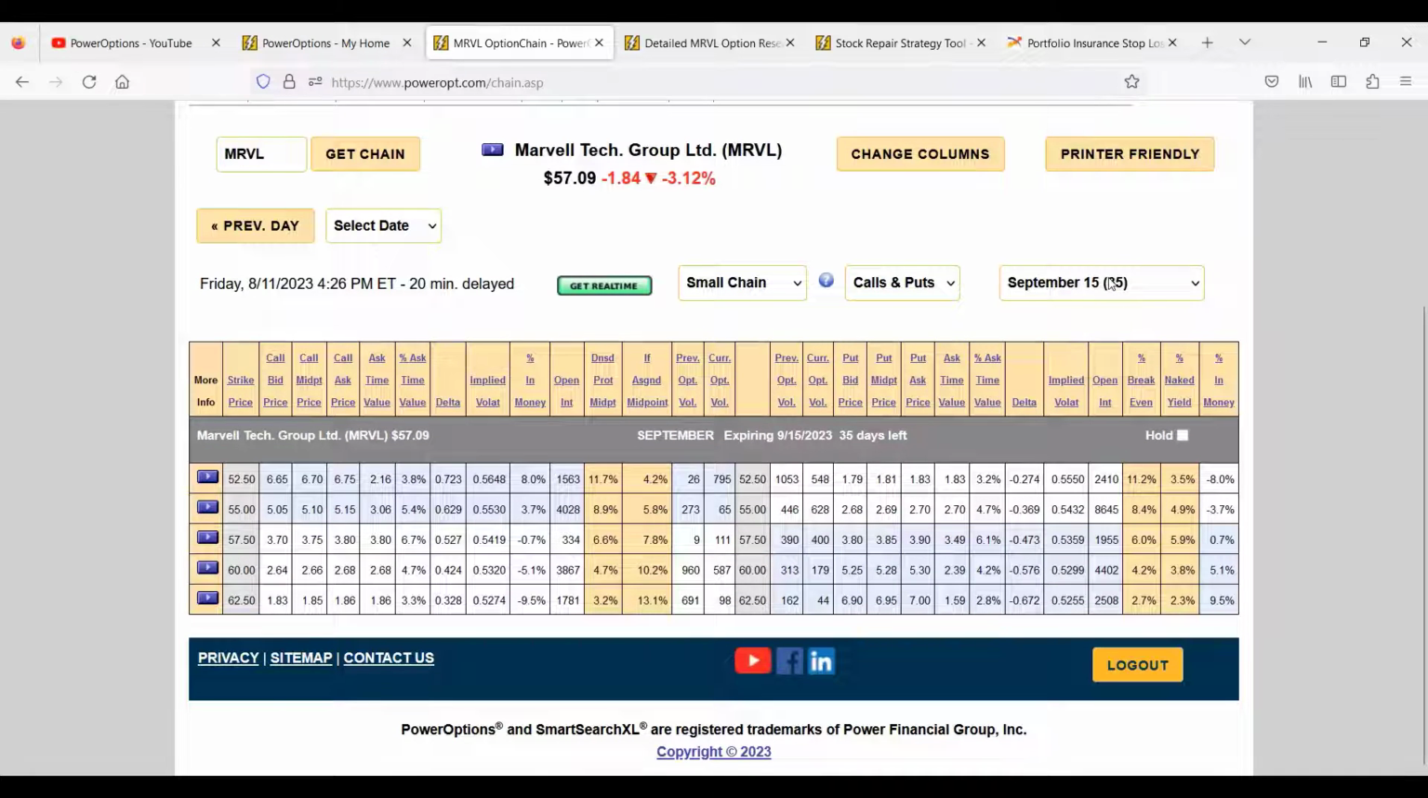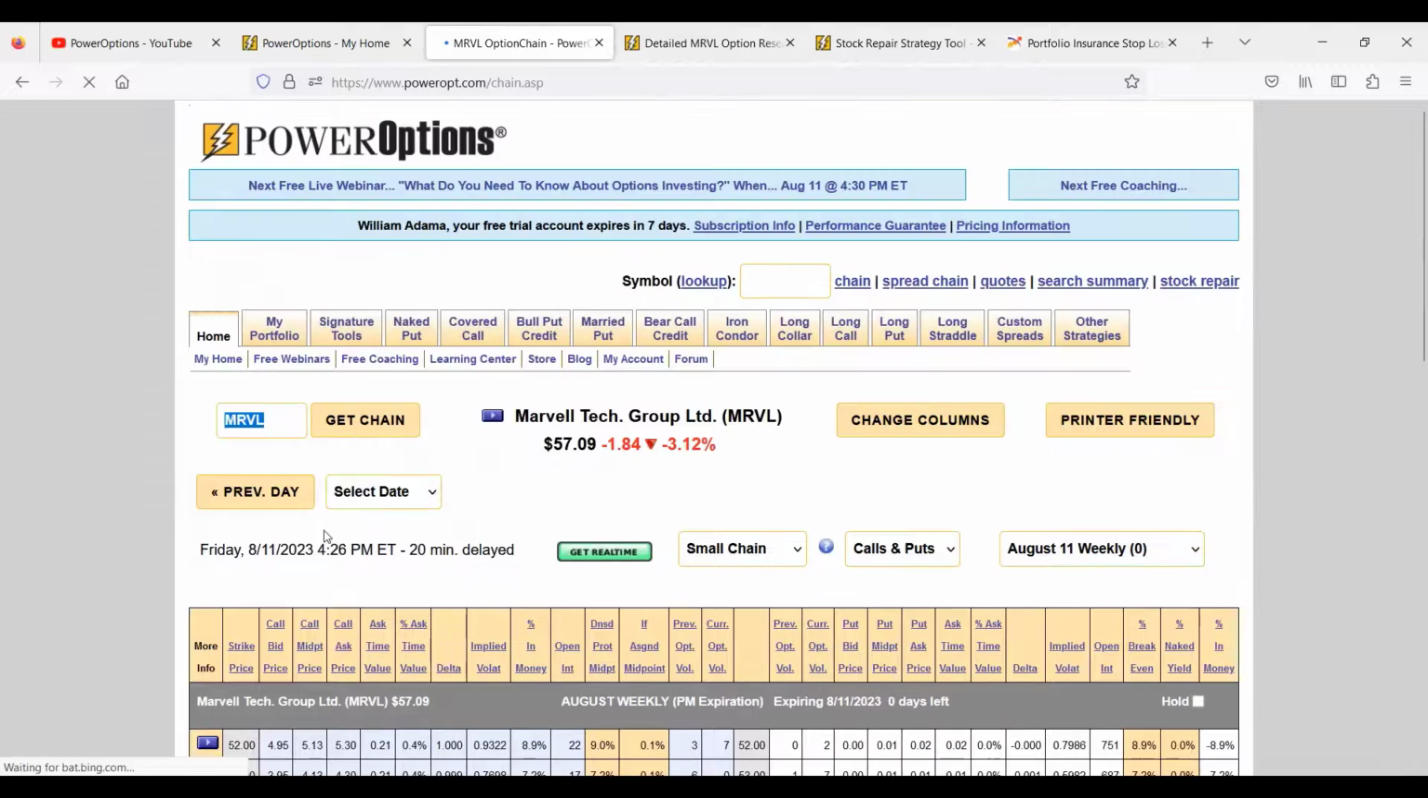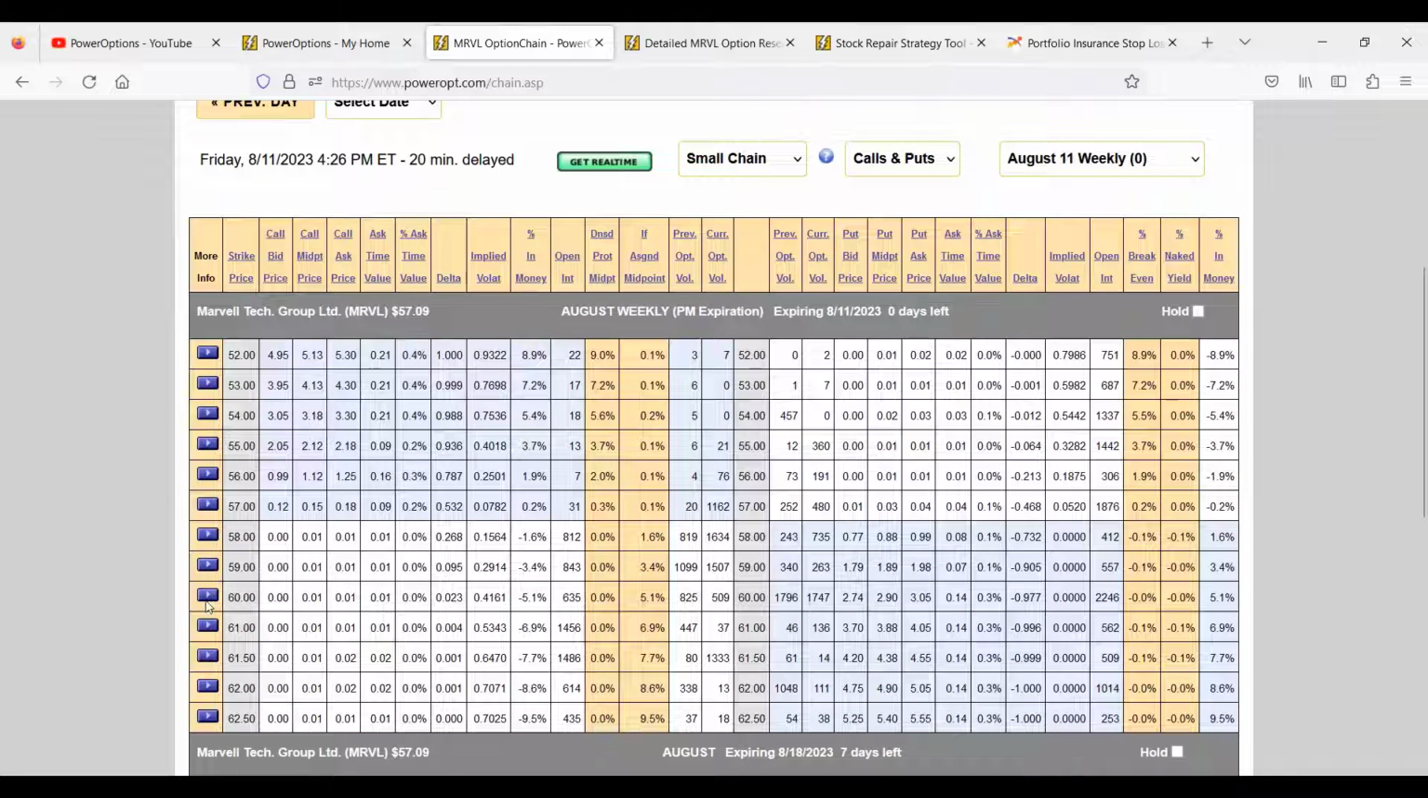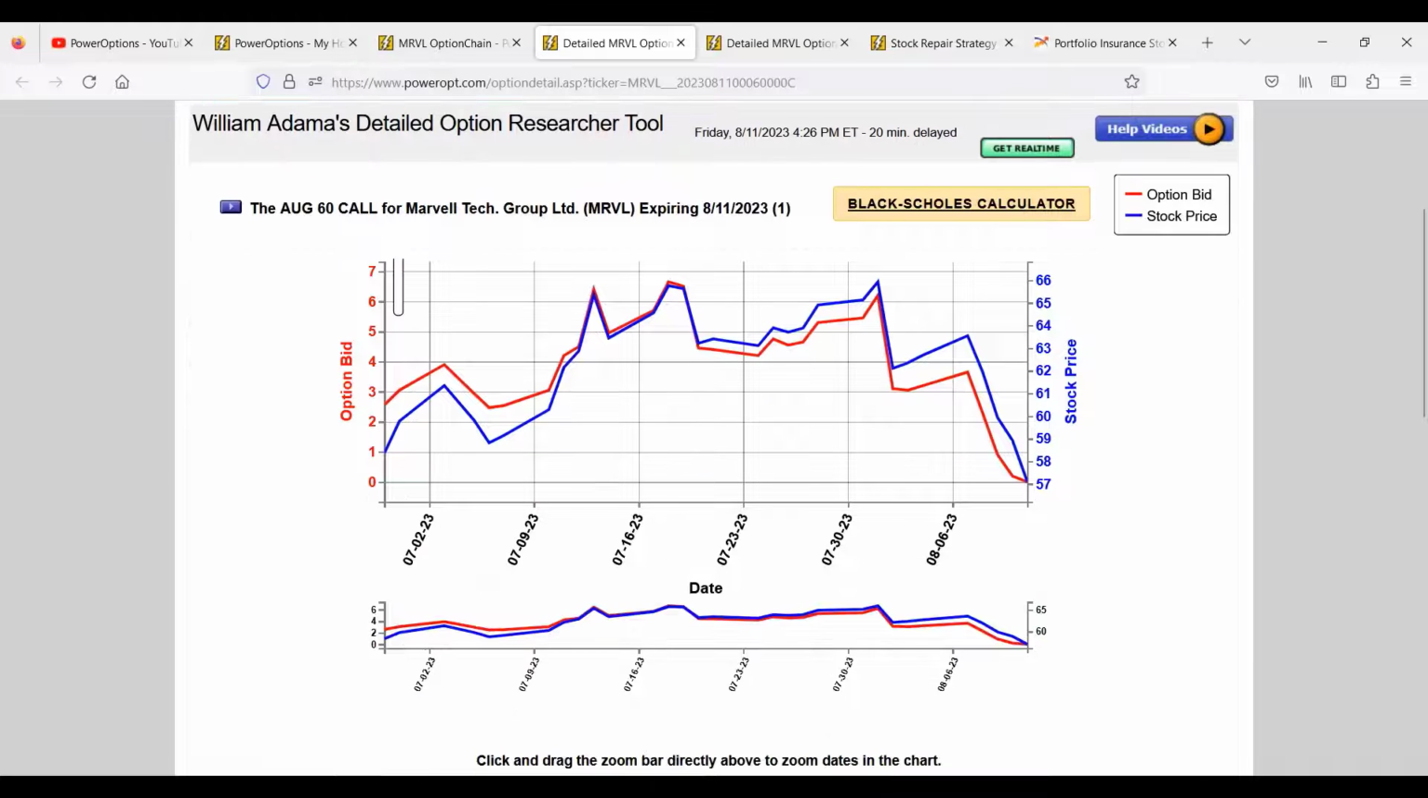Oh, sorry about that. Use that more information button there. That was the 60 call I just looked at. Go to research, call research, and there you have the price history.